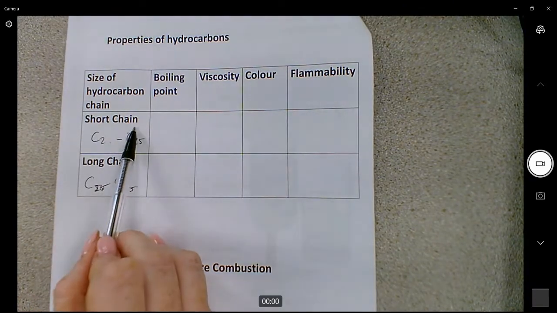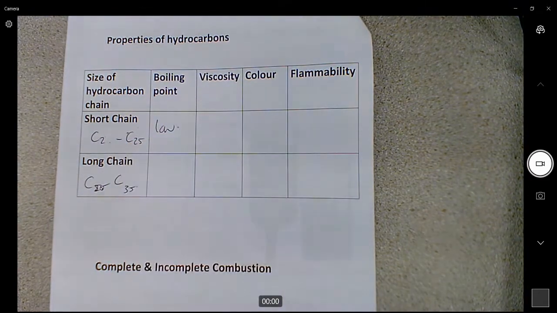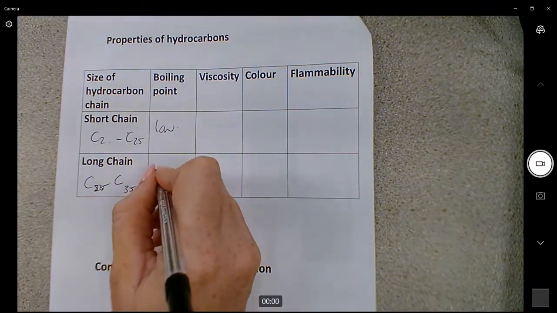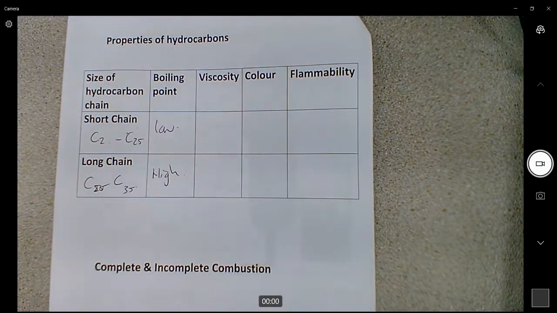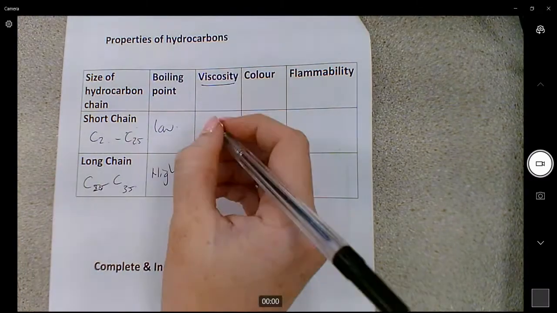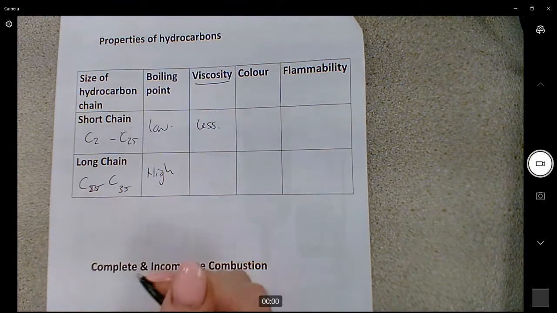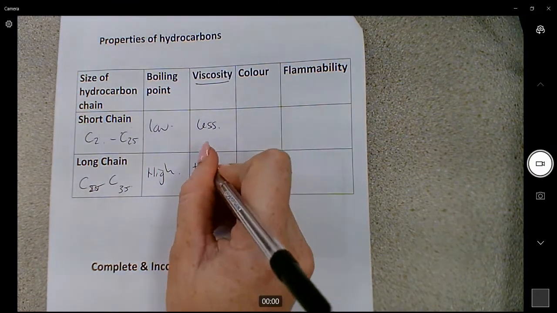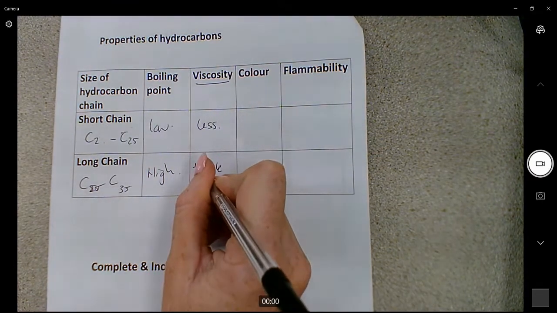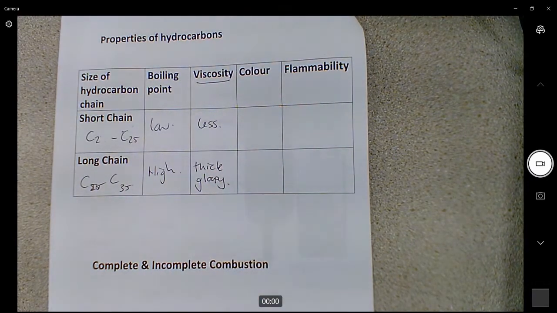So short chain hydrocarbons, we've already said from the fractional distillation chamber, they have a low boiling point. Longer chain hydrocarbons have a high boiling point. Viscosity is the thickness of the liquid, so how gloopy it is. Shorter chains are less viscous, so runny, and longer chains are generally what we call thick and gloopy. Hopefully I'm spelling gloopy correct. So they're thick and gloopy.